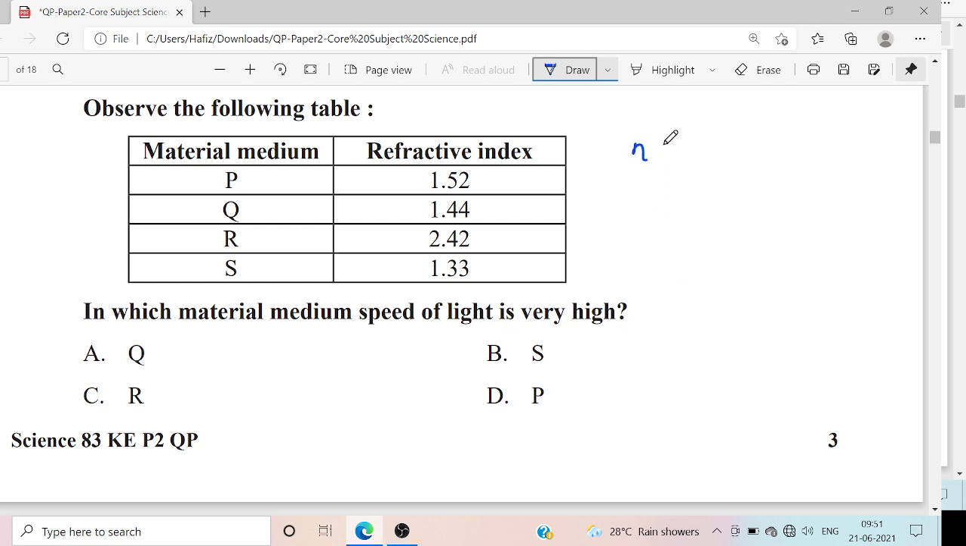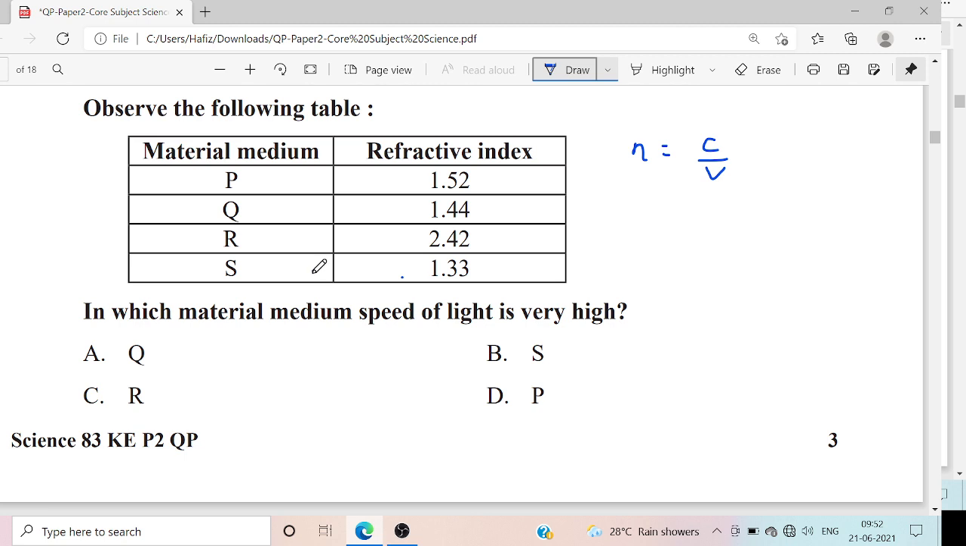See here, refractive index is equal to C by V, this is the formula. Refractive index has an inverse proportion with the velocity of light in the medium, which means the greater the refractive index, the lesser will be the velocity in that medium, and the other way around. That is, if the refractive index is less, then the velocity of light in that medium will be high. So you just have to find the medium which has the least refractive index. In that, the velocity of light will be highest. So it is S.